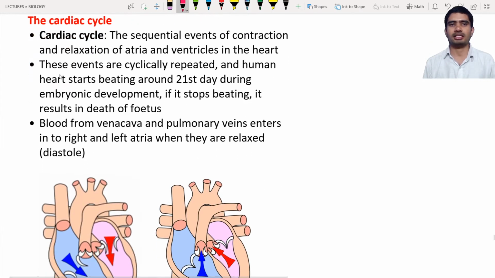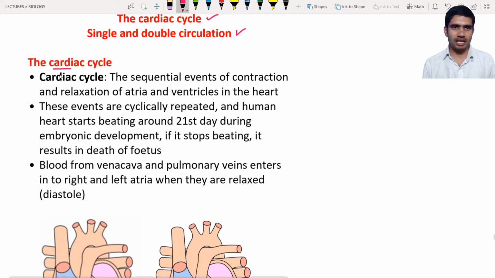First, what is meant by cardiac cycle? The term cardiac refers to the heart, and a cycle is an event which repeats again and again. So there are some events in the heart that occur all the time, one after the other. That is known as the cardiac cycle. Or you can define it this way: the sequential events of contraction and relaxation of atria and ventricles in the heart is known as the cardiac cycle.